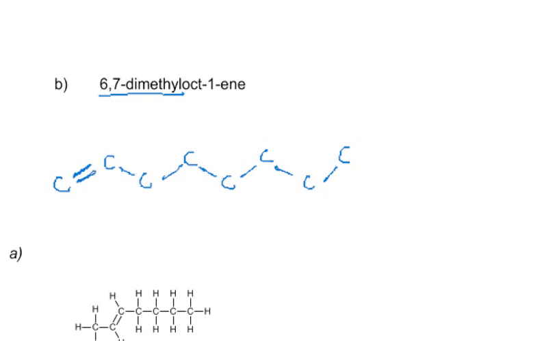And now this thing has some branches for us to attend to. 6,7-dimethyloct-1-ene. So carbon 6 and 7 each have a single carbon on them. 1, 2, 3, 4, 5, 6. This gets a methyl group. And number 7 also gets a methyl group. Okay, so that's the entire carbon skeleton.